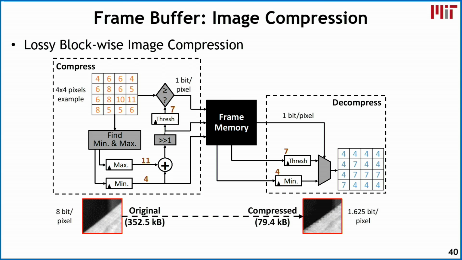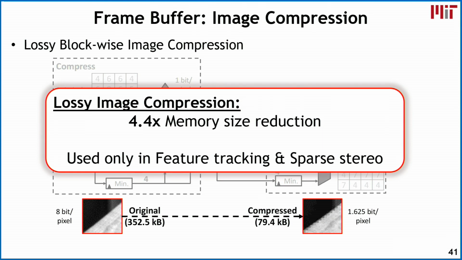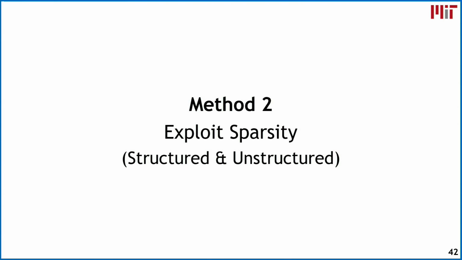You can see this is a lossy approach, but as a result of this compression, rather than using 8 bits per pixel, we now only need 1.6 bits per pixel, and all in all, we have a 4.4x memory size reduction. Here we only apply this compression on the feature tracks and sparse stereo matching because this has the least impact on accuracy. We do not apply it to detection because the impact on accuracy would be much larger. The second thing that we want to exploit is sparsity, in particular both structured and unstructured sparsity.